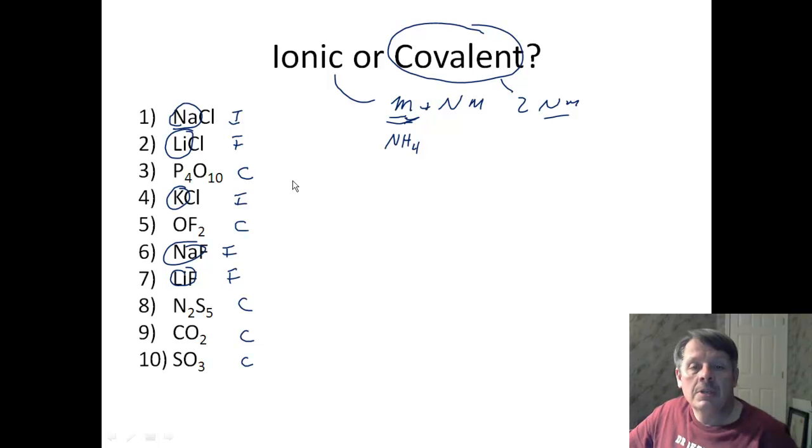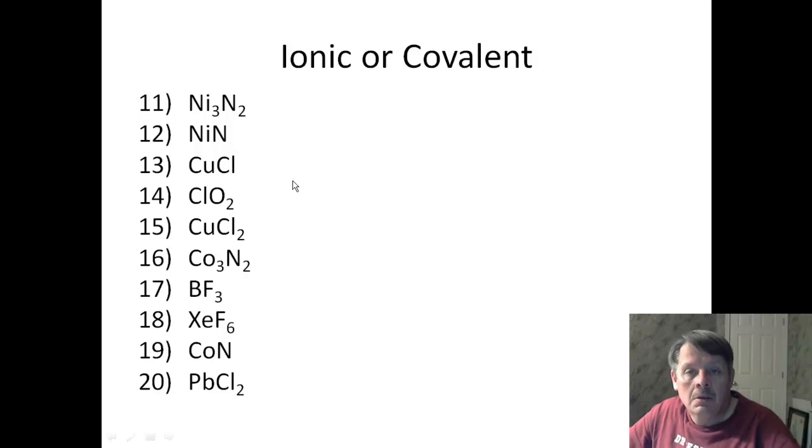So guys, it's really easy as you look at this to be able to determine, is the first thing a metal or is it not? If the first thing is a metal, it's ionic. Right? If the first thing is not a metal, then it's covalent. Right? So let's look at these. You should be able to do these on your own. Pause the video, make sure you can do them.